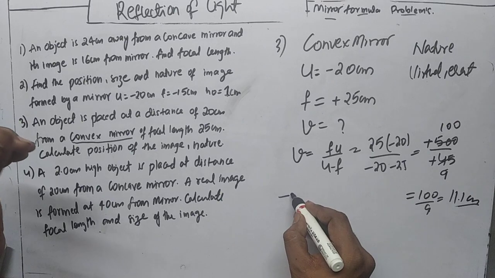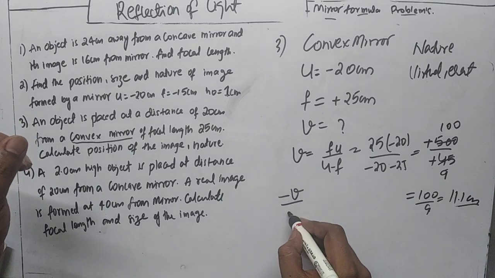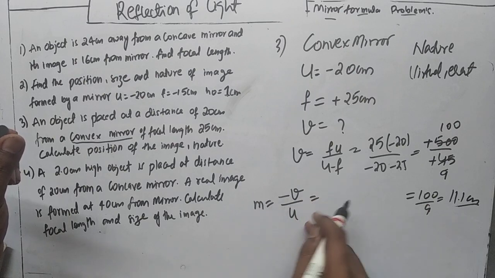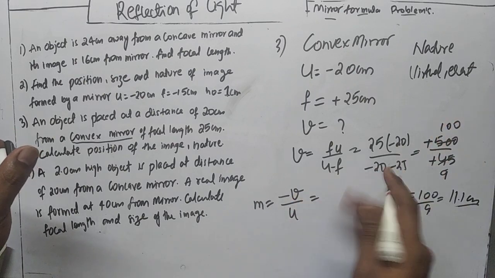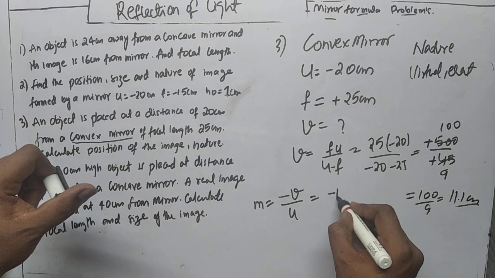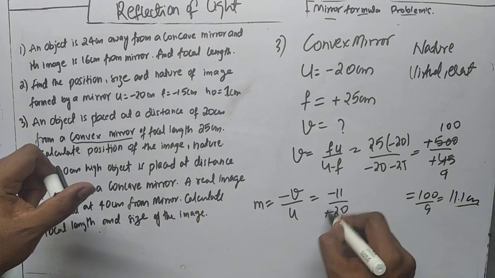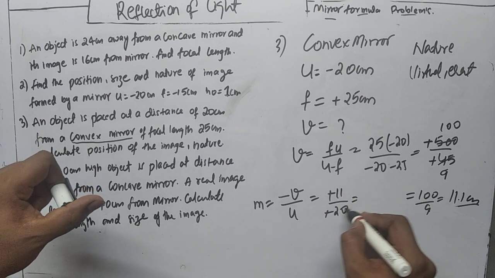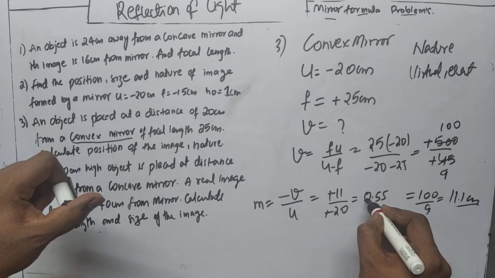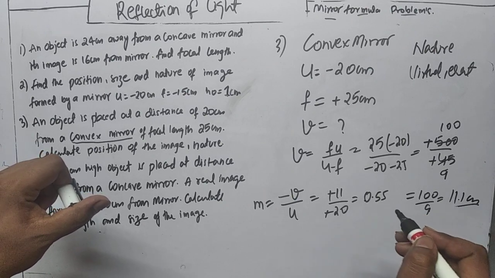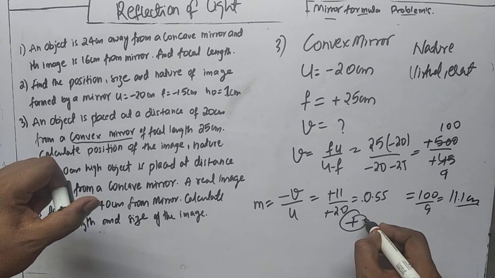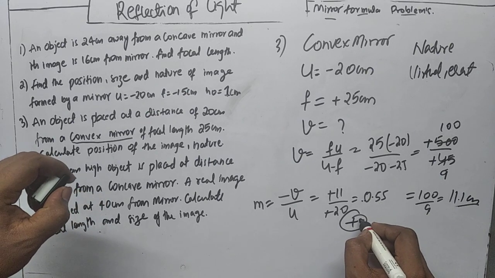Next we have to write the nature. With the help of the mirror formula, minus v by u is the formula to find the magnification. With the help of magnification, we can write the nature. So v value is minus of 11, u value is minus 20. This would cancel. So 11 by 20 is around 0.5. So the magnification is positive, and this positive sign indicates it is erect.